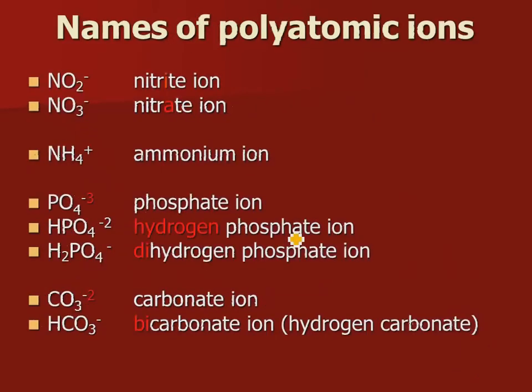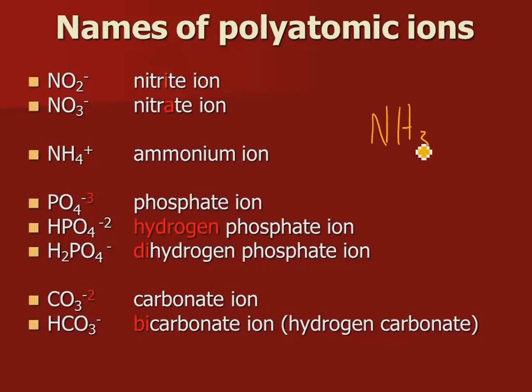First two. NO2 minus is nitrite. NO3 minus is nitrate. Why? Because. Don't have a good reason for why that is the way it is. One of the few positive ions we'll come across is ammonium ion. Okay. Bless you. You may not know this, but this is ammonia. Add an extra hydrogen ion on there and it becomes ammonium ion.